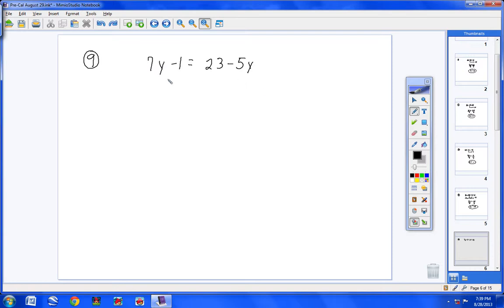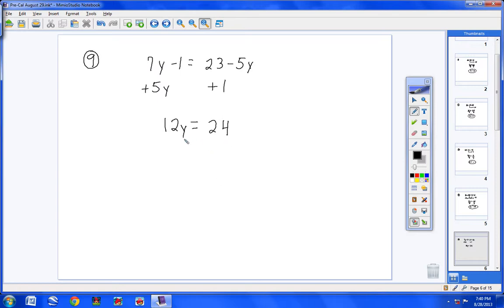So, again, you could bring the 7y over. If you do it right, you'll get the right answer. I'm going to bring my negative 5y over, like this. And when I do, it becomes a positive 5y. I'm going to bring this negative 1 over, like this. And when I do, it becomes a positive 1, okay? So, over here I'm left with 12y, 7y plus 5y. Over here I'm left with 24 because 23 plus 1 is 24.